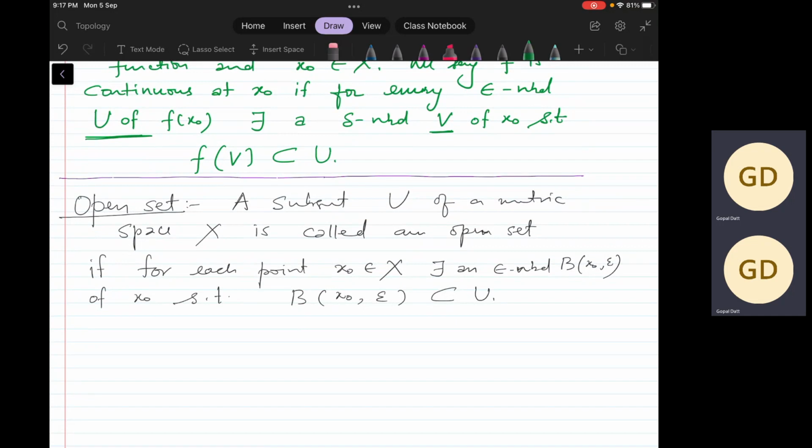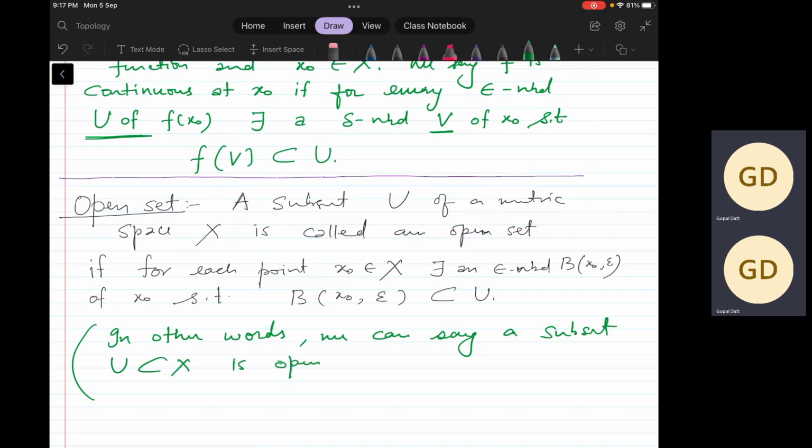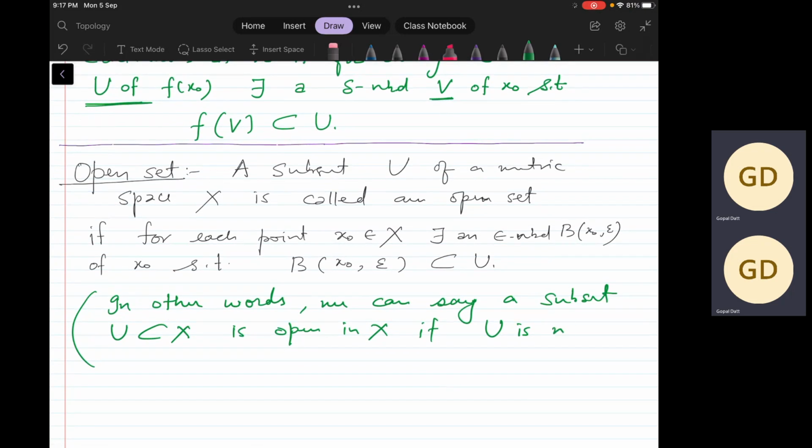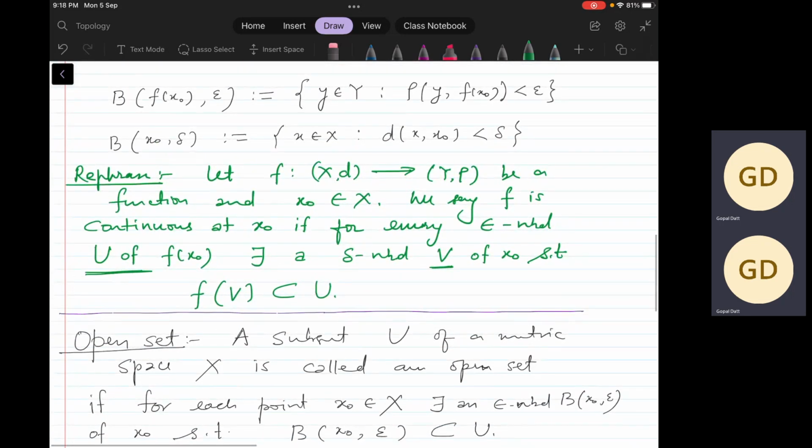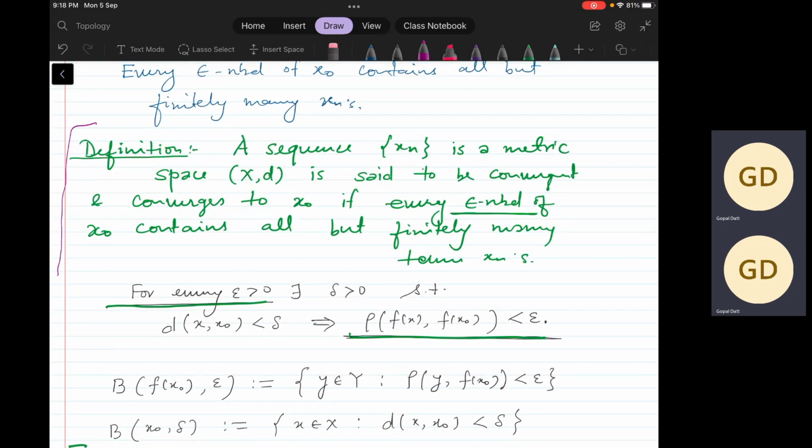In other words, we can say a subset U of X is open in X if U is a neighborhood of each of its points. This is another similar statement. These two are equivalent. Now we can rephrase this definition and this definition.